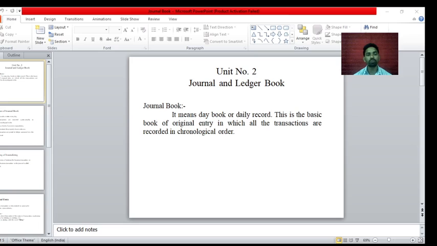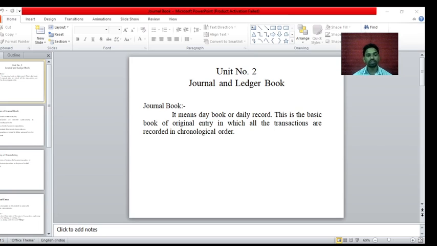Whatever the process is there, that process is nothing but journalizing. Next is the journal entry. Journal entry means when a transaction is duly entered in a journal, it becomes a journal entry. After passing the entry in the journal book, it is called a journal entry.